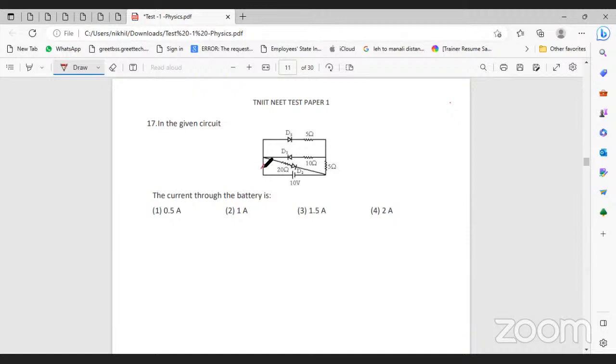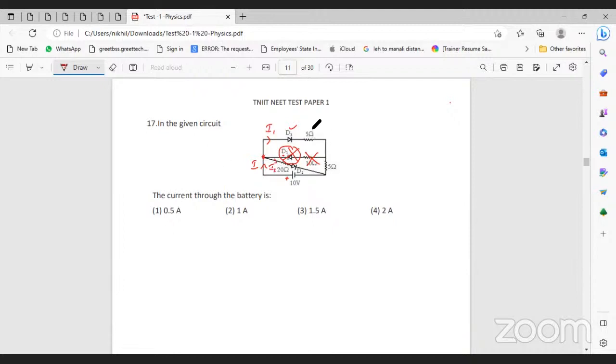So the current is going to flow over here. At this particular point, the current has to divide. Let us say the current flowing through D3 is I1, but the current will not flow through D1 because D1 is reverse biased. Positive is connected to negative, so it is a reverse bias. So the current will not flow over here. And through D2, the current will flow, let it be I2.